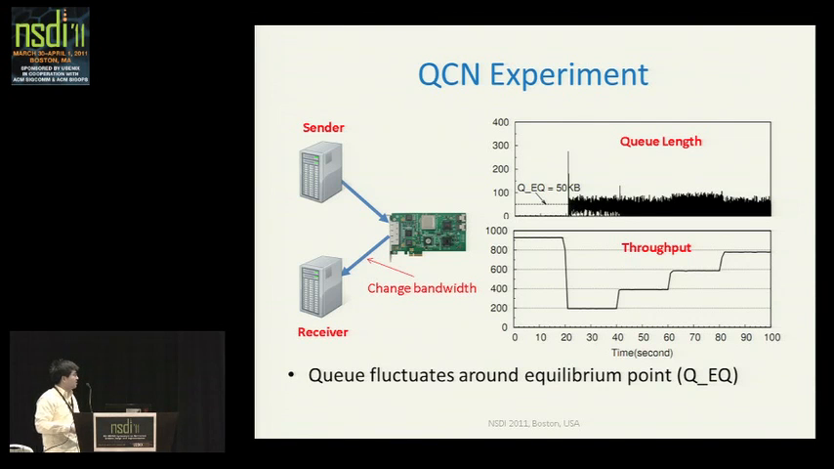At the 22nd second, we decrease the bandwidth to 200 megabits per second. And suddenly, we can see there is a queue spike, since the bandwidth suddenly dropped to 200 megabits per second. Then we increase the bandwidth by 200 megabits per second every 20 seconds, and we can see the queue length fluctuate around the equilibrium points. So this experiment demonstrates that we can implement delay-sensitive mechanisms such as congestion control on our ServerSwitch platform, thanks to the low latency between the CPU and the switching chip.